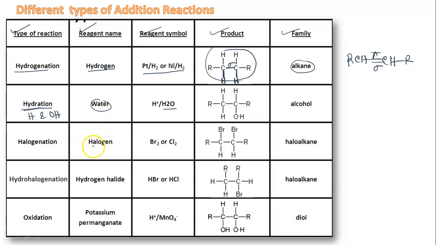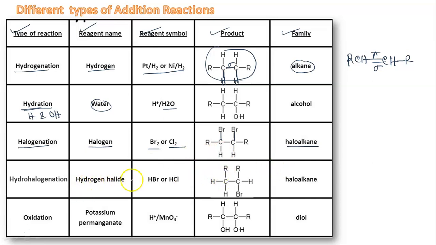Next we have our reagent halogen. It may be Br2 or Cl2. So the type of the reaction is halogenation, and the product that we are getting is haloalkane. So here 2 CBr bonds are formed, or we can say, if we are saying in general, a carbon halogen bond is formed.